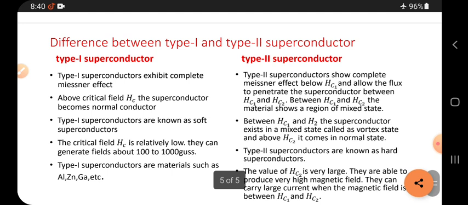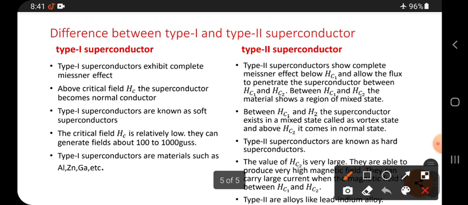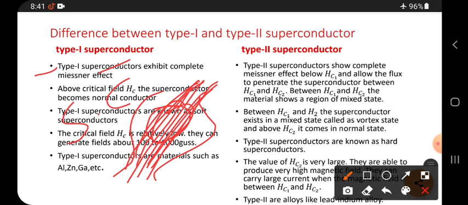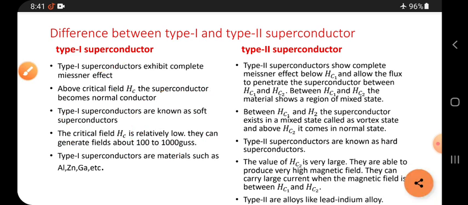Now the difference between type 1 and type 2 superconductors is very important; they will ask it in the examination. Type 1 superconductors exhibit the complete Meissner effect, meaning that below the critical field the lines of force are expelled like this. Beyond the critical field, all the lines of force suddenly start passing through the substance. So it suddenly loses its superconducting property and is converted into the normal state.